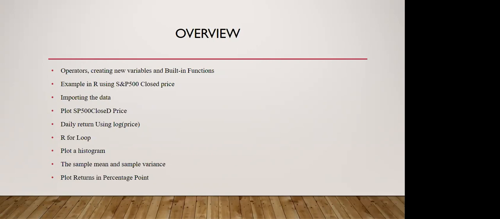Then we're going to plot a daily return, and I'm going to give you an idea of how to use the for loop. I feel like the for loop is very important when you're doing statistical analysis, especially when you want to write down a formula in R. We're going to talk about the for loop and its definition in the following presentation, and then I'm going to give some comments on how to plot a histogram, and from that we're going to play with some sample mean and variance with those functions.